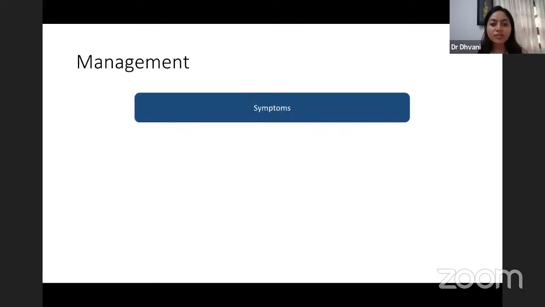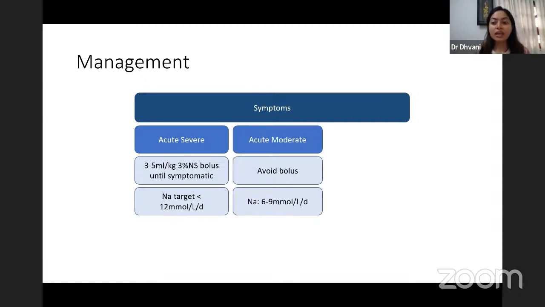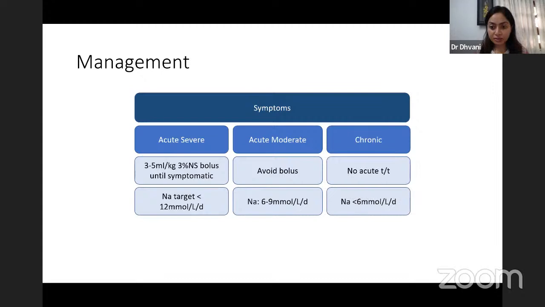So management of hyponatremia is based on symptoms. It could be acute severe, where the sodium level is usually less than 120. Here you give 3 to 5 ml per kg of 3% saline bolus until symptoms resolve, and you target a rise in serum sodium of not more than 12 millimoles per liter per day. Acute moderate is sodium between 120 to 130. In this condition, you avoid bolus and you target a rise in sodium of 6 to 9 millimoles per liter per day. And then comes the chronic variety, where no acute treatment is needed and you target a rise in serum sodium of not more than 6 millimoles per liter per day.